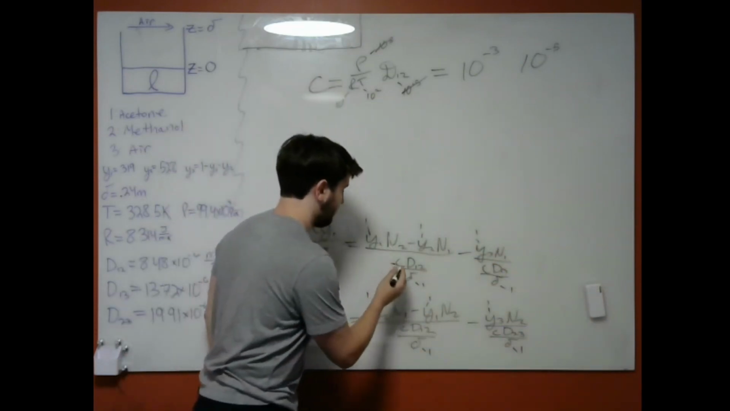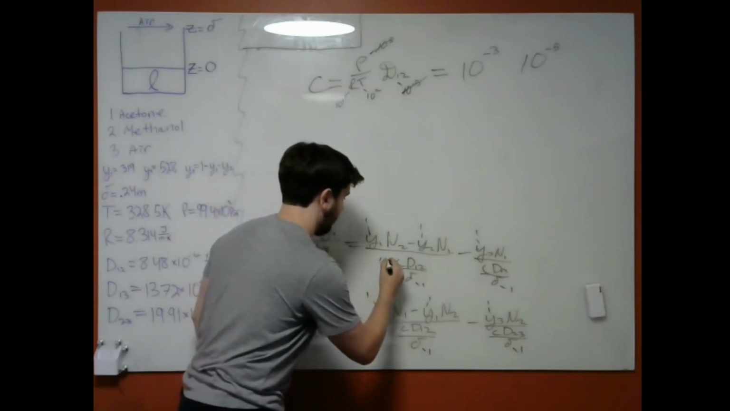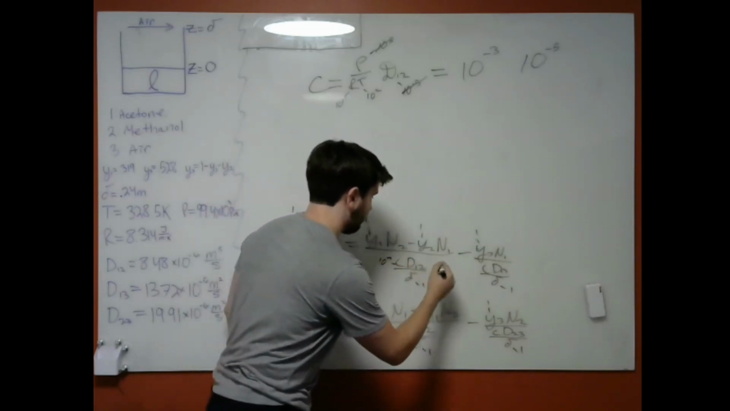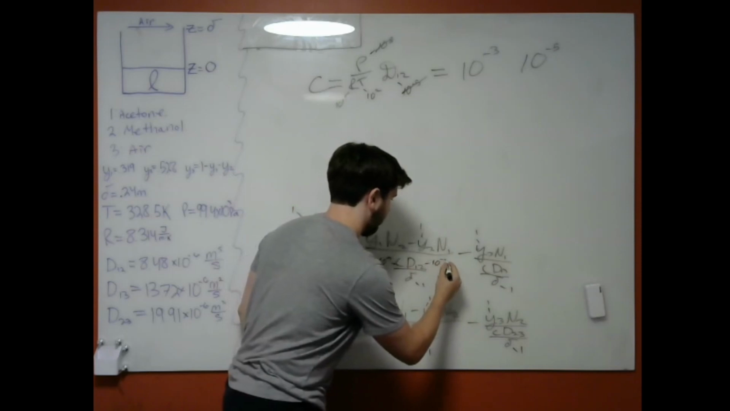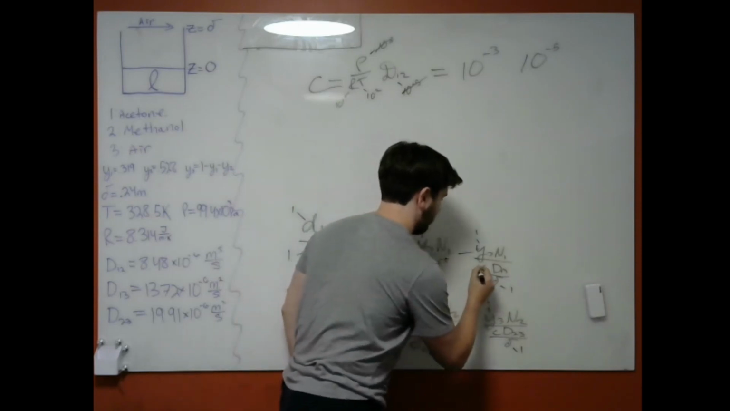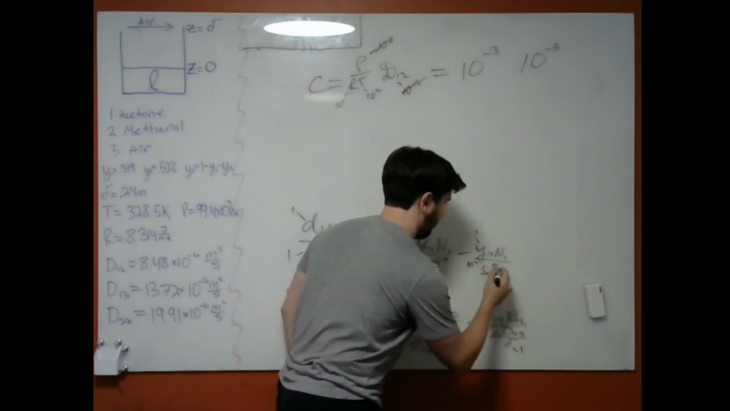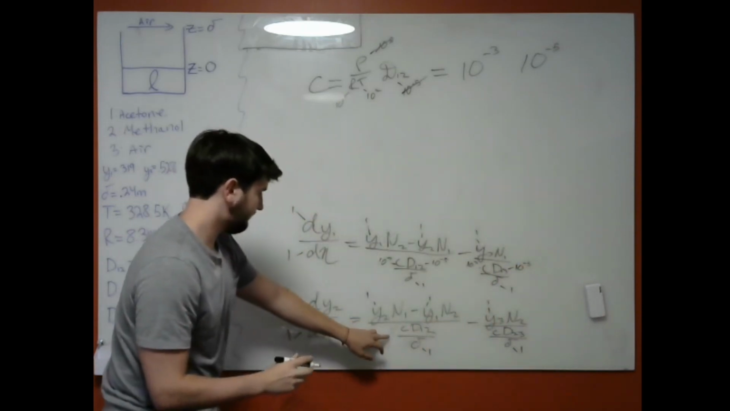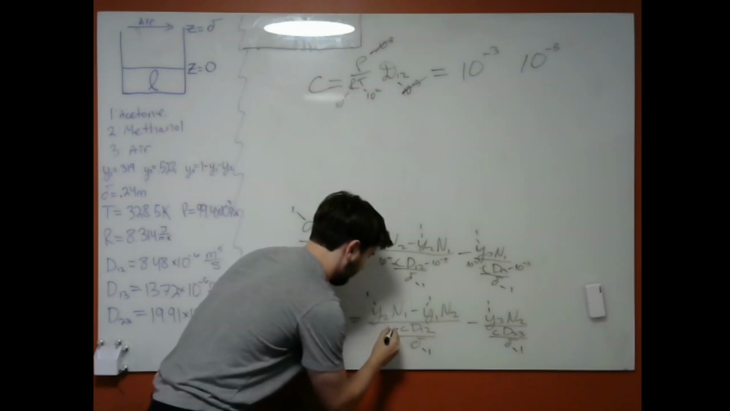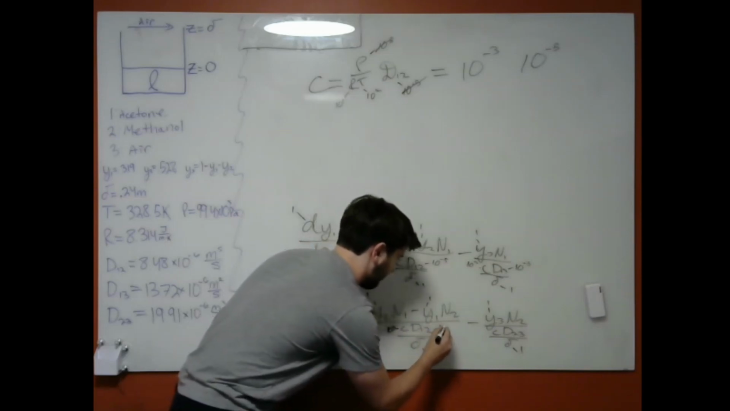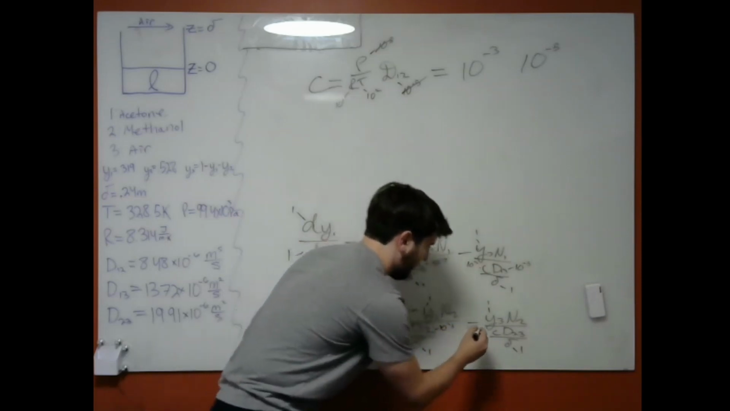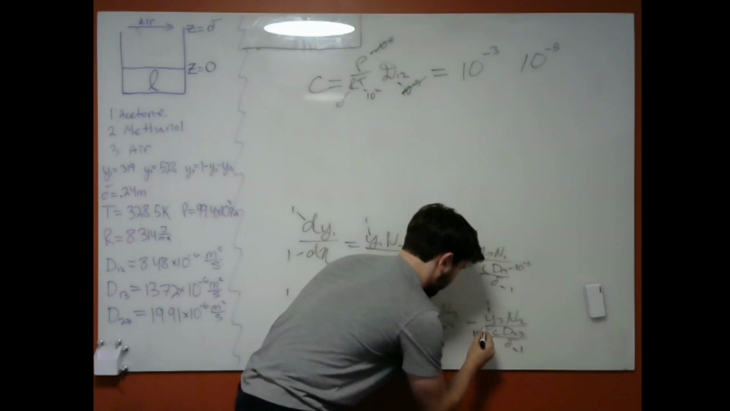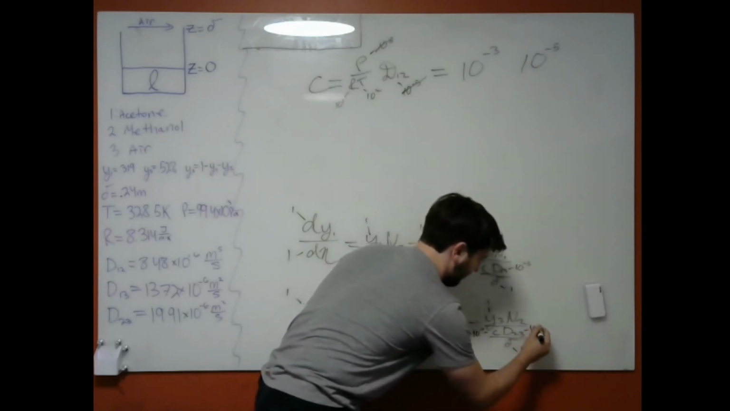We know that the concentration is at 10 to the negative third. We know that this diffusivity is 10 to the negative fifth. This is also 10 to the negative third. This is 10 to the negative fifth. Down here, 10 to the negative third, 10 to the negative fifth, 10 to the negative third, 10 to the negative fifth.